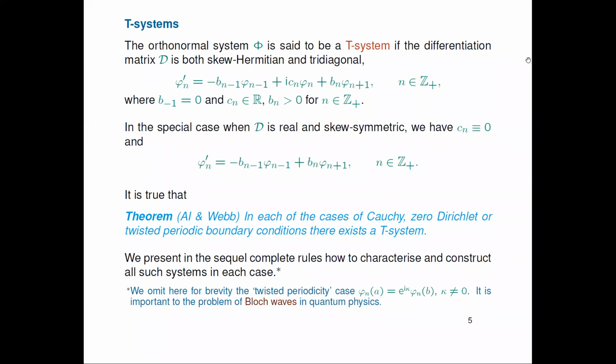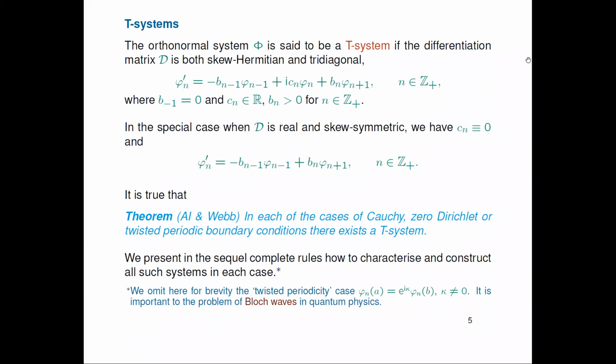So in other words, once it is both skew-Hermitian and tridiagonal, we can assume without loss of generality that the derivative of phi n is of this form here: minus b n minus 1, plus b n, where the b n's are positive. This is not full generality, because in full generality b n needs to be complex, and minus b n minus 1 has to be the conjugate of b n minus 1. But we can twist, by a change of variables, and bring it to the situation where c n is also real, and c n is multiplied by i, and then we have really a skew-Hermitian matrix.